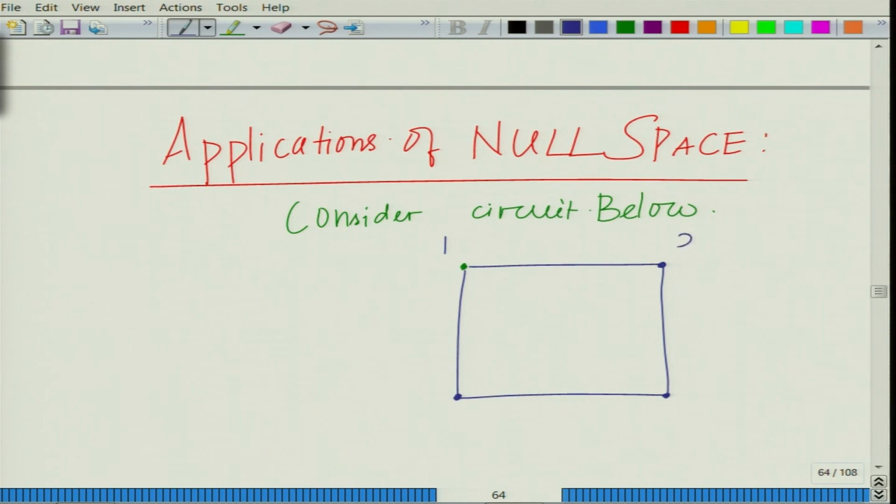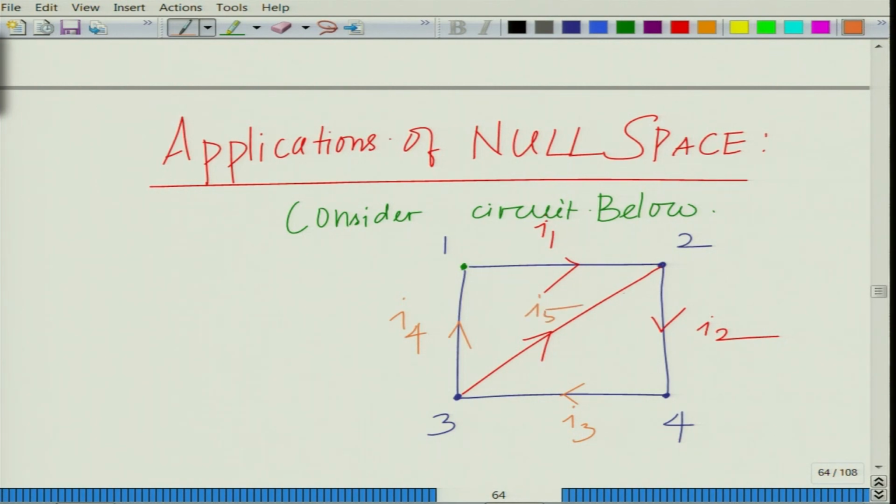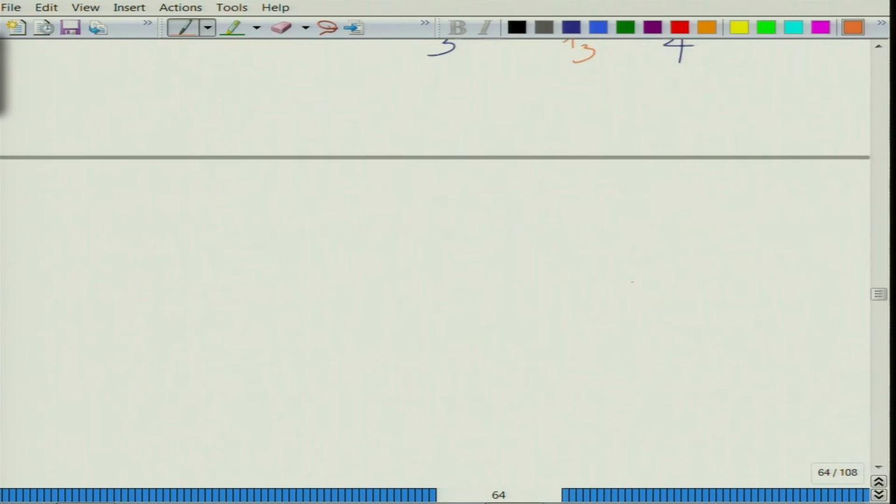nodes 1, 2, 3 and 4. I am going to draw another edge. So, we are going to call the currents I1, 2 to 4 as I2, 4 to 3 as I3, 3 to 1 as I4 and 3 to 2 as I5. Now, let us define for this circuit what is known as the adjacency matrix.